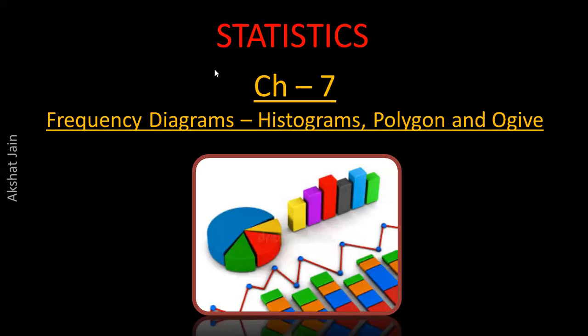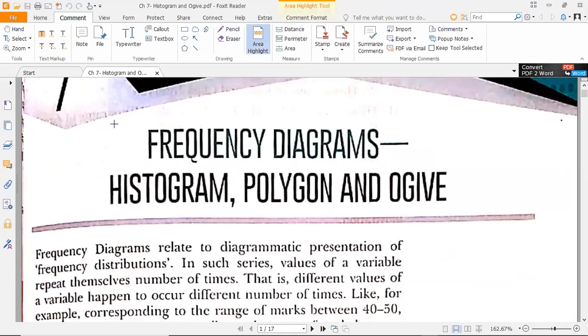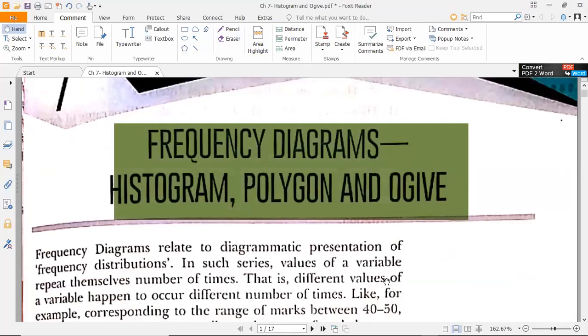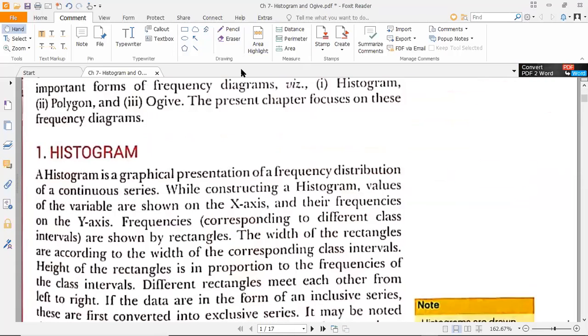So we are starting with chapter number 7. This is frequency diagrams, histogram, polygon, and ogive. So this is what we are going to do. First of all, let us quickly see what is a histogram.